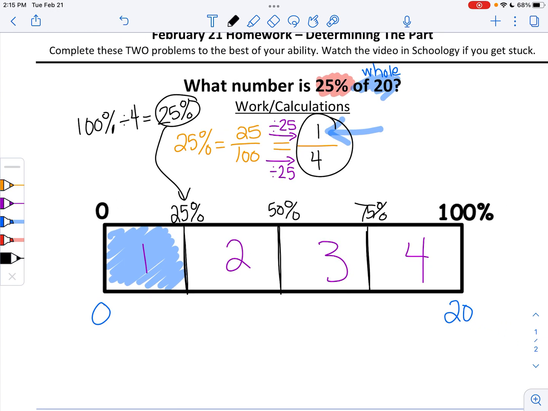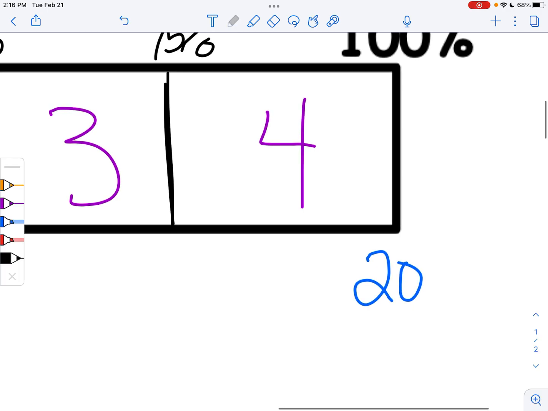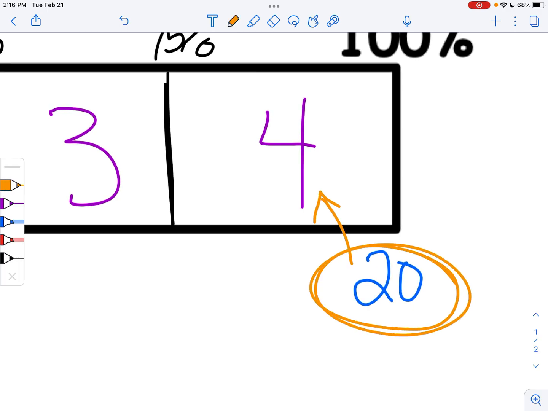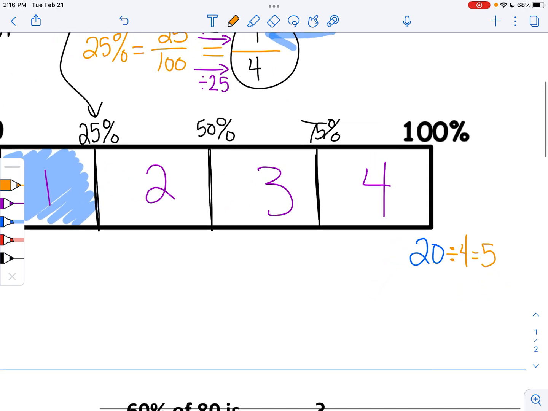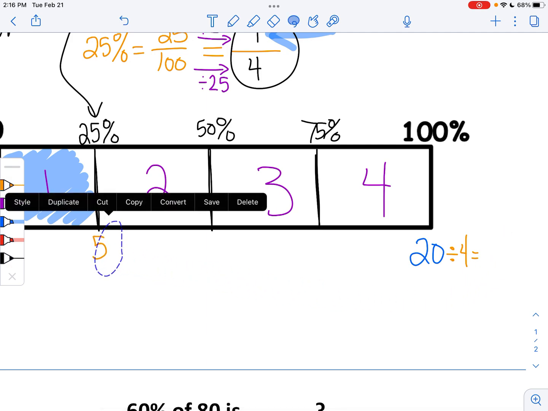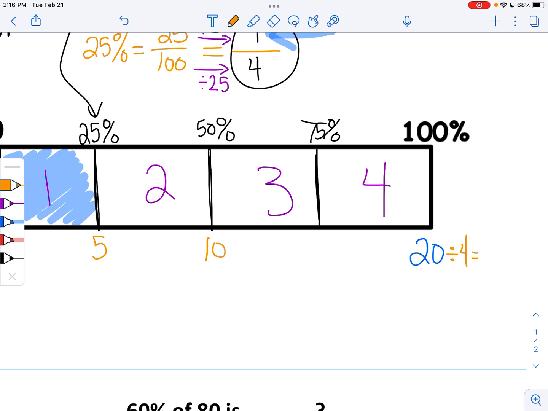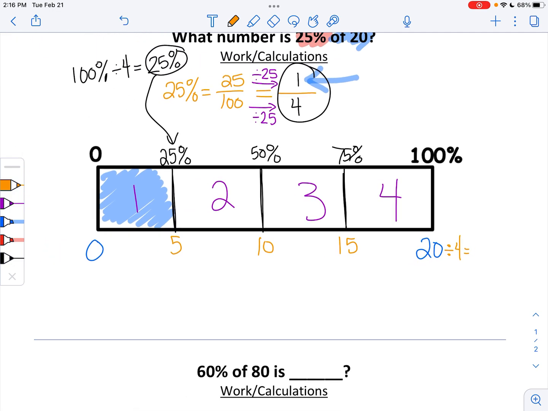For the part on the bottom, the whole is 20. Grab a different color here. Here, the whole is 20. And 20 gets split into 4 equal parts as well. So that means our divide by problem is 20 divided by 4. And if you use a calculator, you'll get 5. And that 5 is what you count by on the bottom. 5 plus 5 is 10, plus 5 is 15.